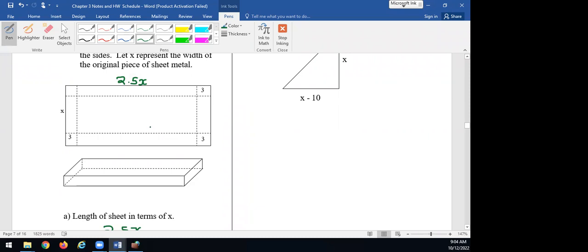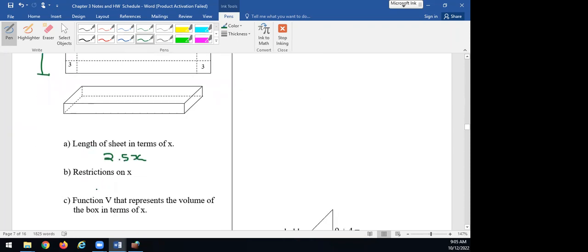Are there any restrictions on x? Is there anything x cannot be? Well, look at it. Look at what they're removing from x. So you have this entire distance here is x, right? How much are they removing in total? 6. Very good, because they're removing 3 here and 3 here. So what does that tell you about x?